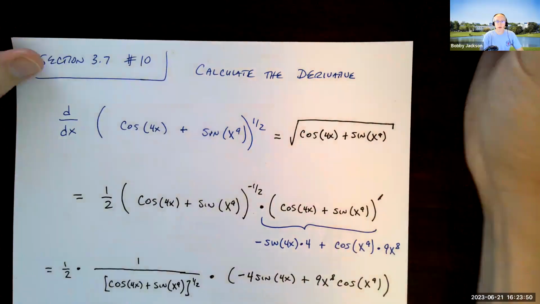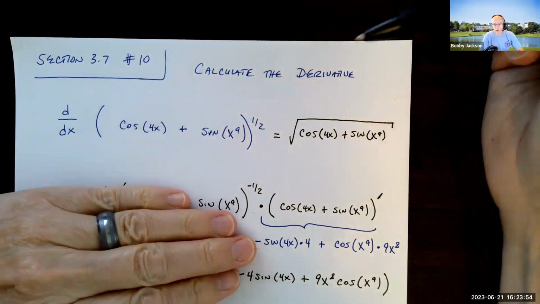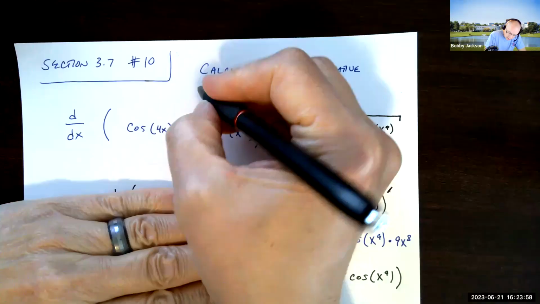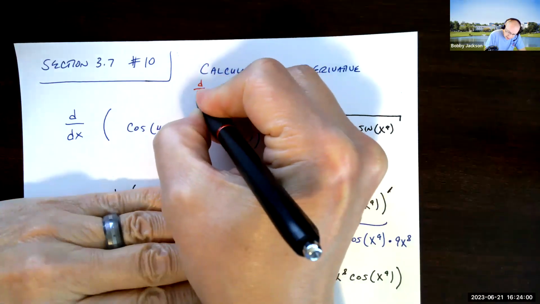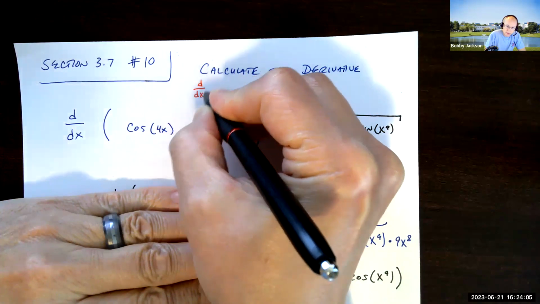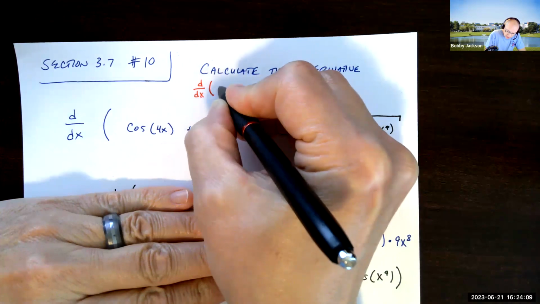Hey everyone, we're going to look at number 10 in section 3.7. We're just going to calculate the derivative, of course, using the chain rule. All right, so the chain rule, remember, is when we're taking the derivative, right? This is the differential operator, take the derivative with respect to x, and we need the function, and we're saying any function that is a composition.